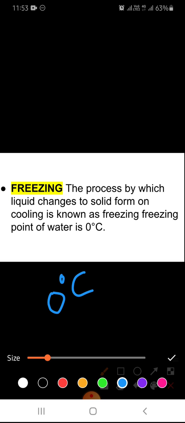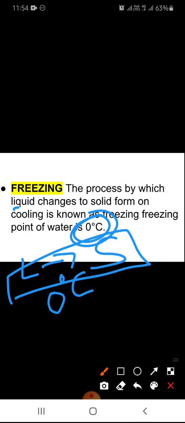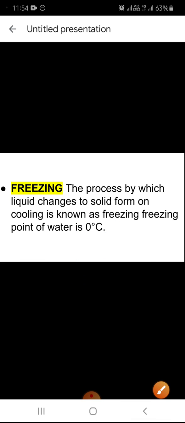So what is freezing point? It is the temperature at which the liquid form changes to the solid form. The liquid form changes to solid form at 0 degrees Celsius, and the freezing point of water is 0 degrees Celsius.